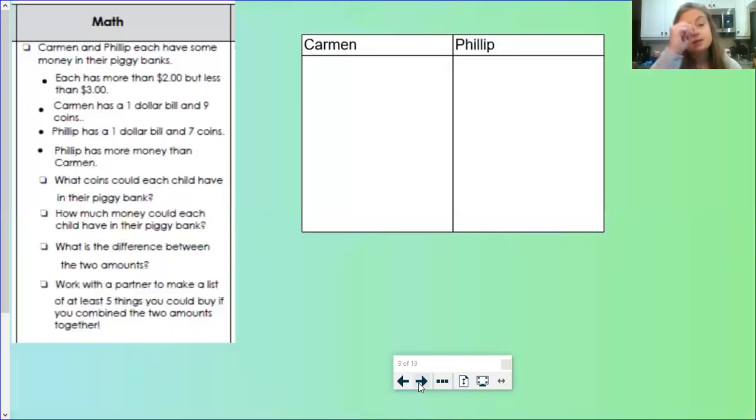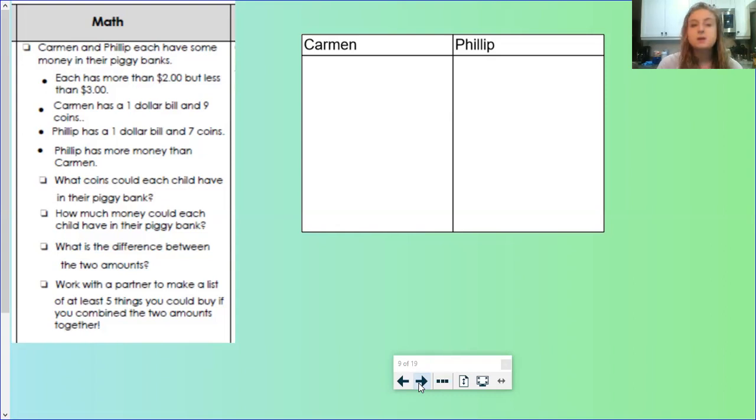All right, this math question's a little bit tricky. It says Carmen and Philip each have some money in their piggy banks. Each has more than $2 but less than $3. Carmen has $1 bill and 9 coins. Philip has $1 bill and 7 coins. Philip has more money than Carmen. What coins could each child have in their piggy bank? How much money could each child have in their piggy bank? What is the difference between the two amounts?